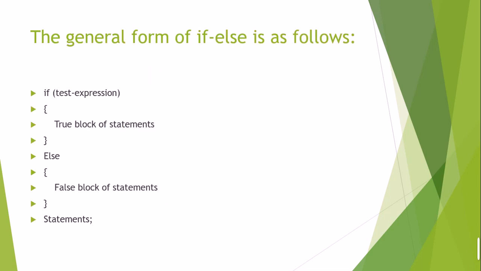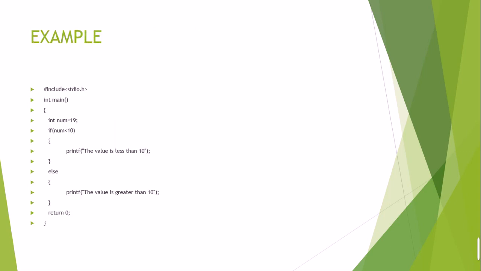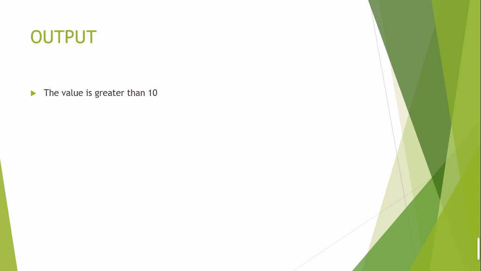The general form of if else is as follows: if test expression, true block of statements, else false block of statements, and then the following statements. In this example, #include <stdio.h>, int main function, curly braces open, int num equals 19. If num is less than 10, printf the number is less than 10, else printf the value is greater than 10, return 0. So the output is the value is greater than 10. Thank you. With this I end. I have explained to you conditional statements.